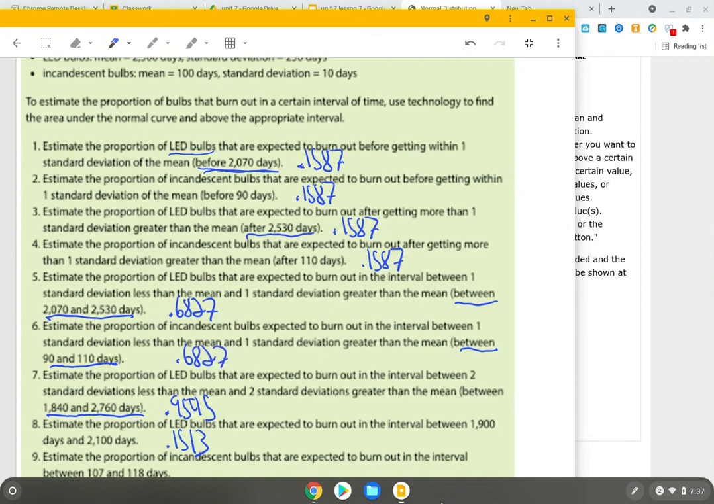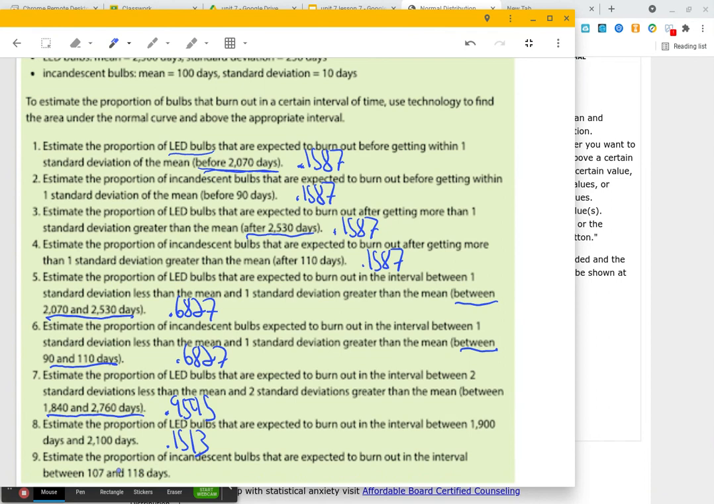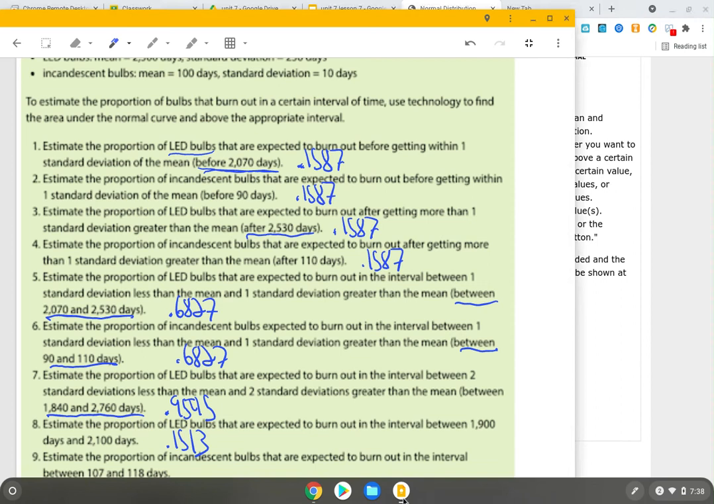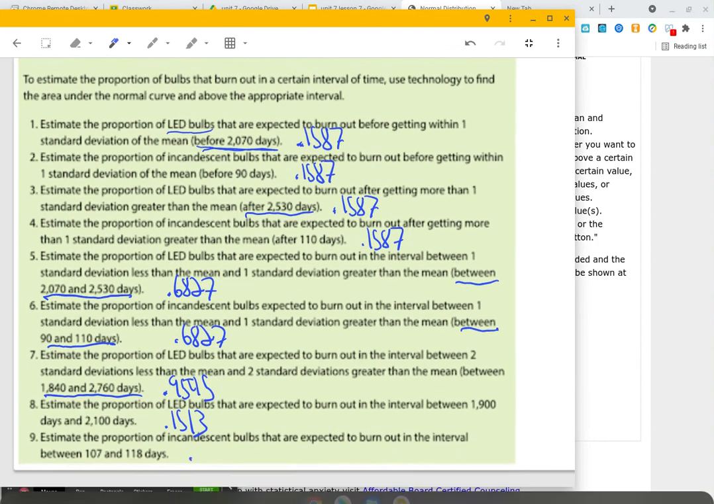Okay. And then our last one is number 9. Estimate the proportion of incandescent bulbs that are expected to burn out in the interval between 107 and 118 days. So that would be between 107 and 118 days. Same mean, same standard deviation. Let's calculate. 0.206. So the answer to number 9 is 0.206. And that is how you use this calculator to figure out these proportions.